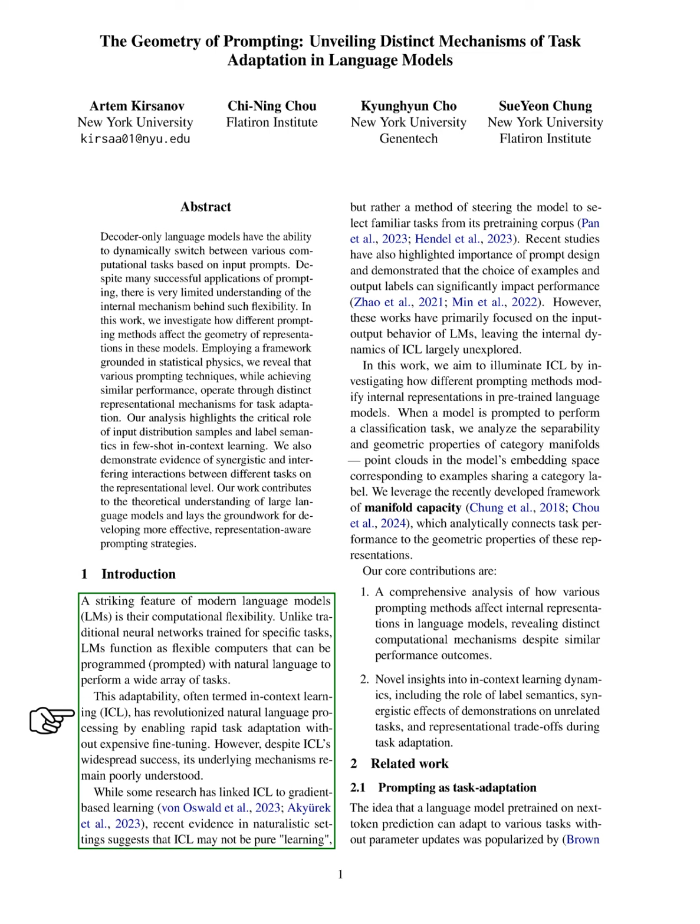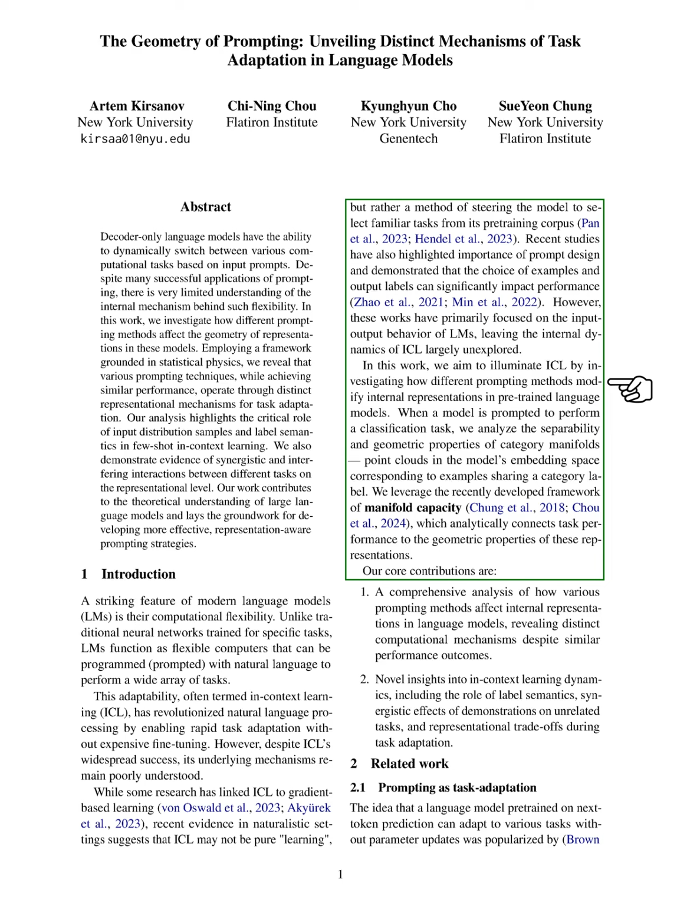However, the mechanisms behind ICL are not well understood. Some studies suggest that ICL may not be true learning but rather a way for the model to choose familiar tasks from its training data. We also note that the design of prompts is crucial, as the selection of examples and output labels can greatly influence performance. Yet, much of the existing research has focused on how LMs respond to inputs, leaving the internal workings of ICL largely unexamined. Our goal is to shed light on ICL by studying how different prompting methods change the internal representations in pre-trained language models.